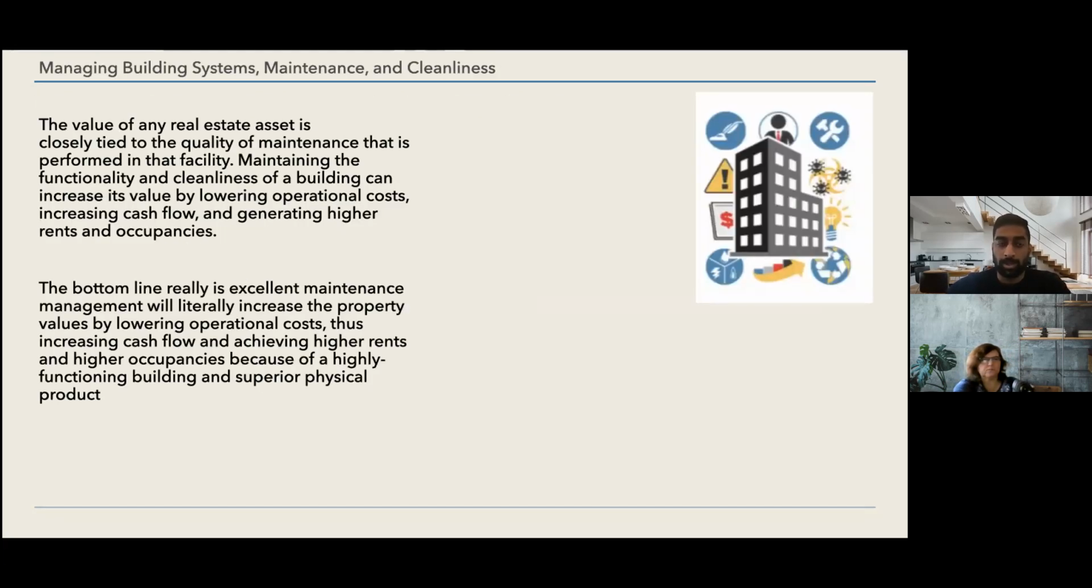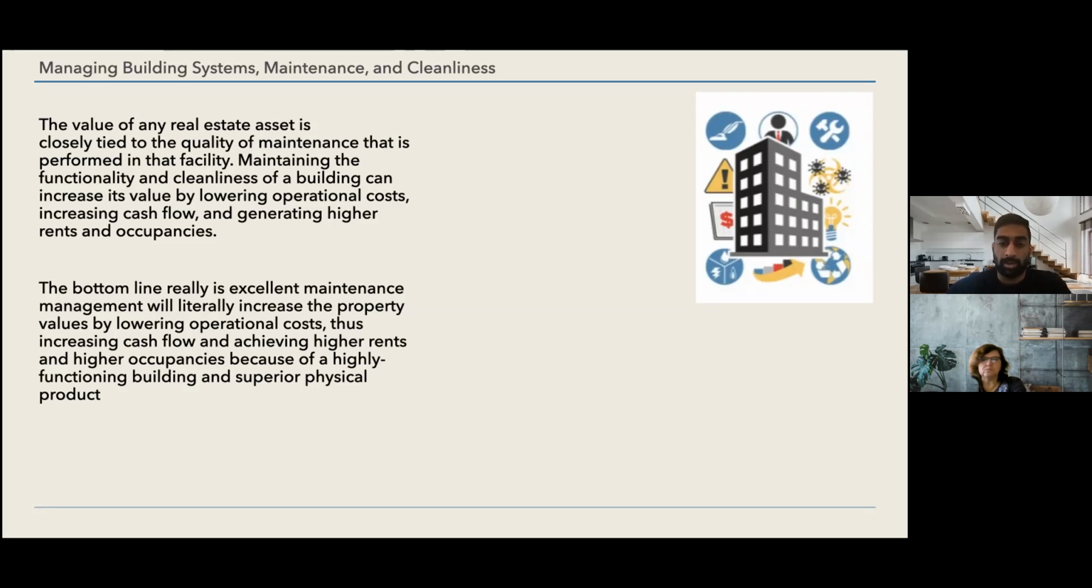So the first topic covered would be managing building system maintenance and cleanliness. Now, when the building is well maintained, when all the systems in the building work properly, it's at high efficiency and leads to a higher rate of satisfaction among the tenants. Basically it relates to the air conditioning, the heating, the elevator, and all those maintenance activities in the building, which affect the day-to-day activities.